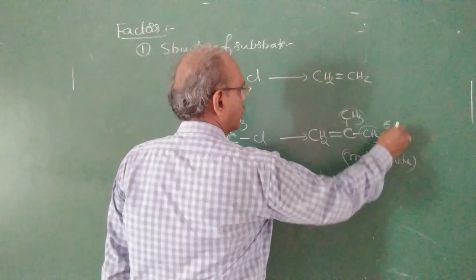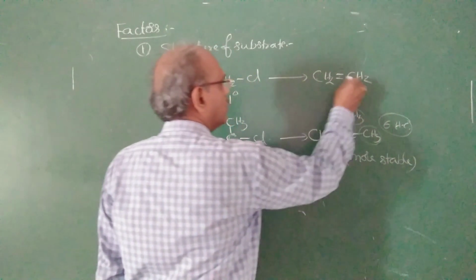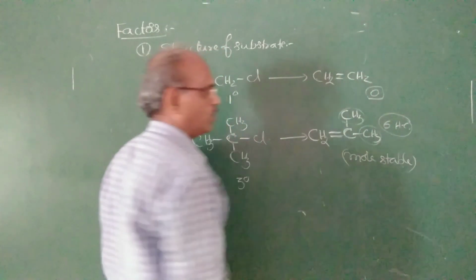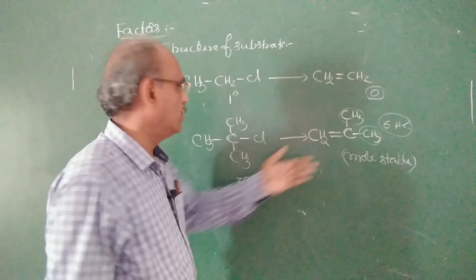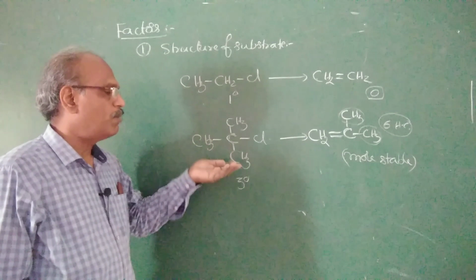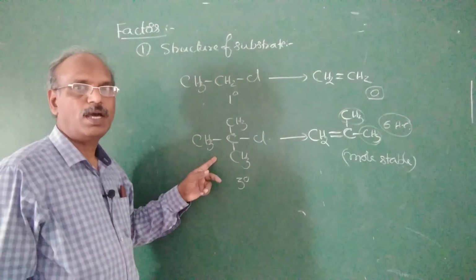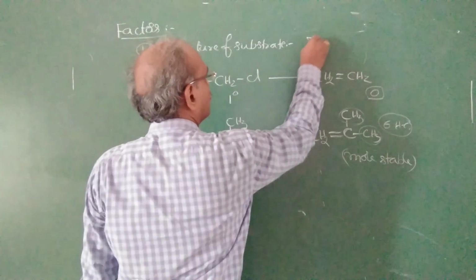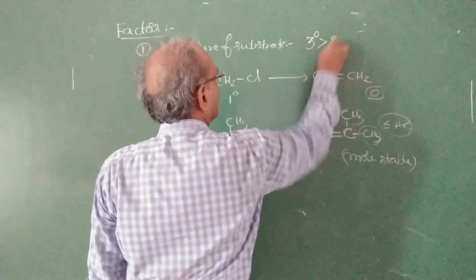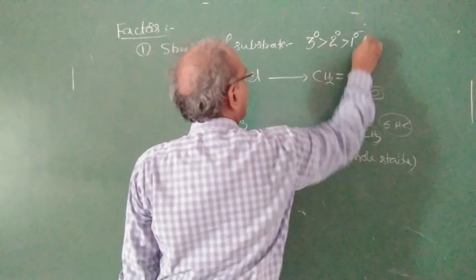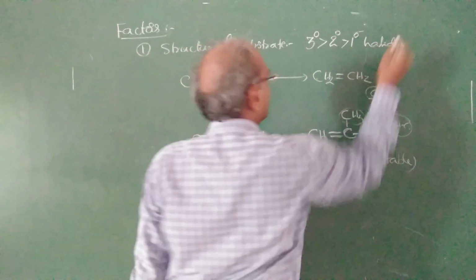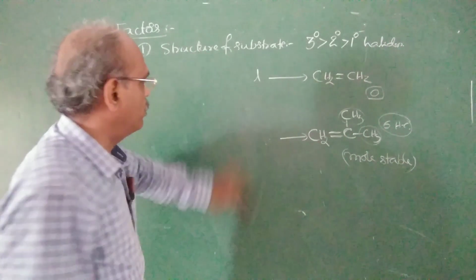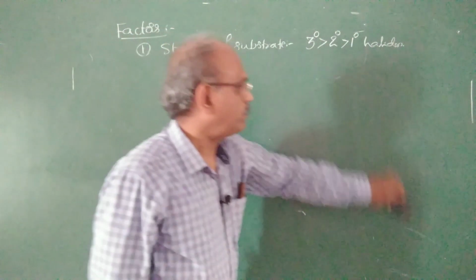How do you say? Based on hyperconjugative structures. See, this double-bonded carbon is with 2 methyls, so 6 hyperconjugative structures are possible. Here there is no such group, so the number of hyperconjugative structures is 0. So this is more stable. The 3 degree halide gives the more stable product, next the 2 degree, next the 1 degree. Therefore the order of reactivity towards the E2 reaction is 3 degree greater than 2 degree greater than 1 degree halides.